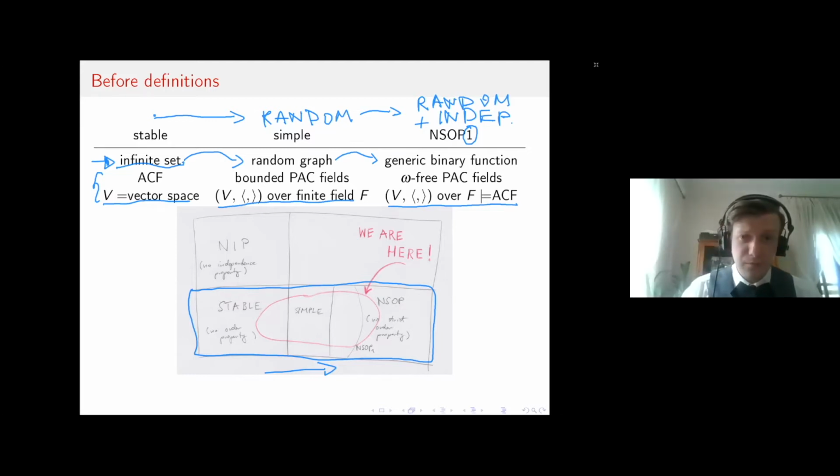In all these examples, say in the second example, if you have a bounded PAC field, the absolute Galois group interprets a random graph. So you have randomness there already. Just keep in mind, you have stable theories, then you allow some randomness, you have simple theories. If you allow randomness and also some kind of independence, then you have NSOP, in particular NSOP1.